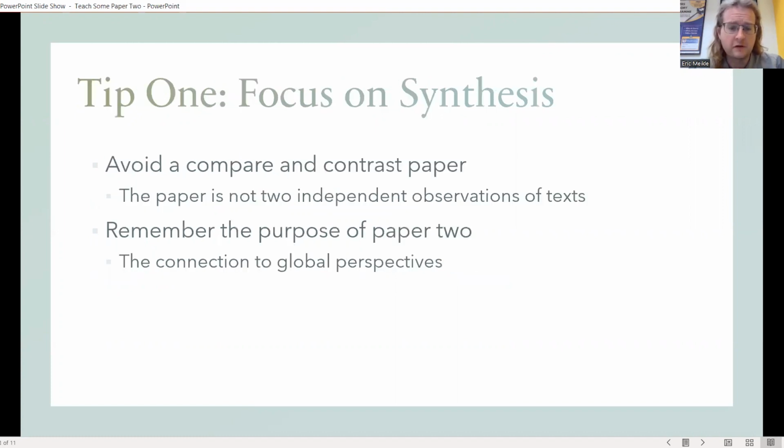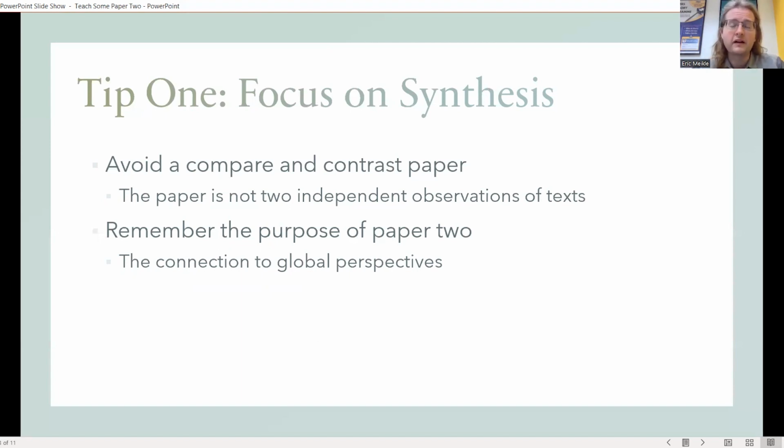So let's get into our first tip here, and that's to avoid a compare and contrast paper. Now, this might be counterintuitive to many students. When they see paper 2, they notice they're taking on 2 texts, and you want to say that text A talks about this, text B talks about that. And oftentimes students feel that just talking about these 2 texts in isolation in relationship to the question being posed is sufficient. But I want you to think back to the actual purpose of IB Paper 2.